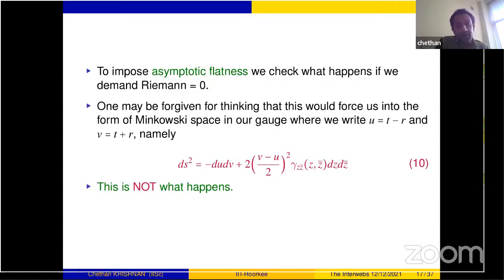So we are going to demand this, and one may be forgiven for thinking that this would force us into the form of Minkowski space in our gauge, where we write U as T minus R and V as T plus R.